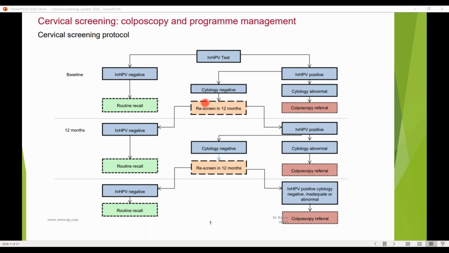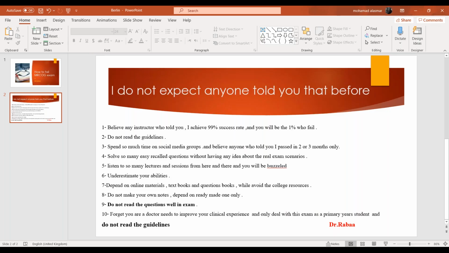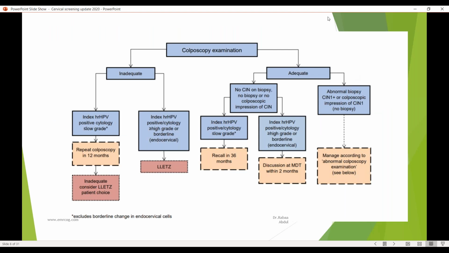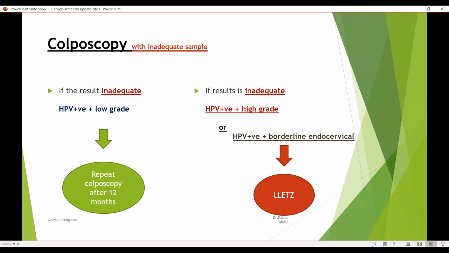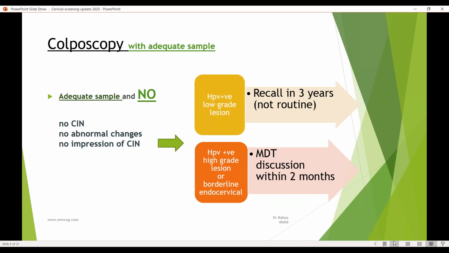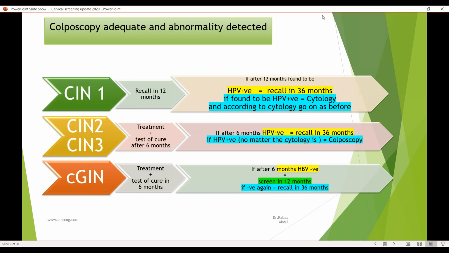Okay, let me see what's next. My next slide starts to discuss the management of the CIN: CIN1, CIN2, CIN3, and so on. This slide keeps popping up, because maybe it wants to be discussed with you today. So, guys, I will start here.